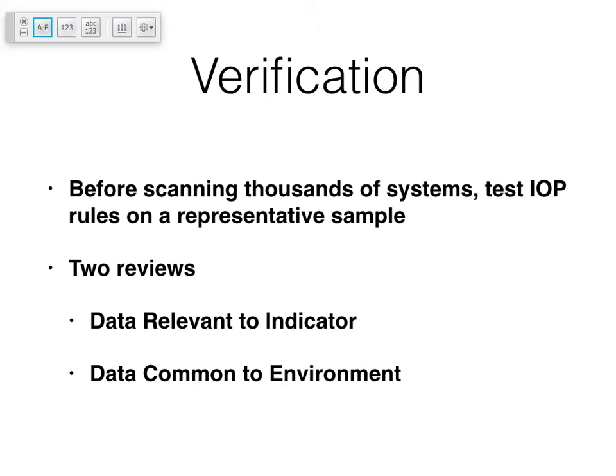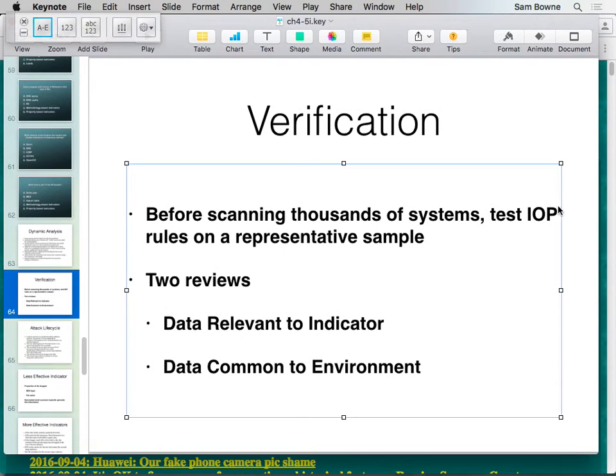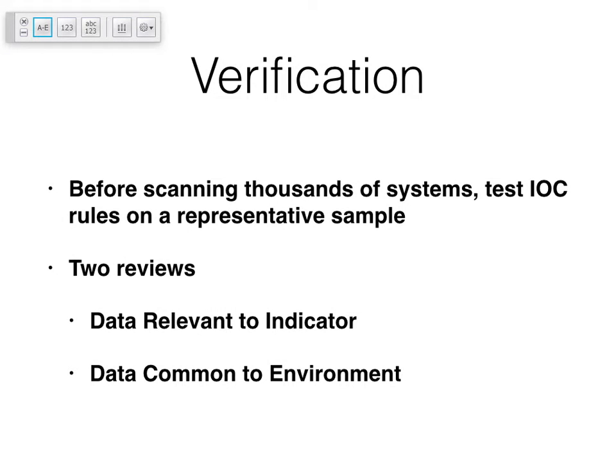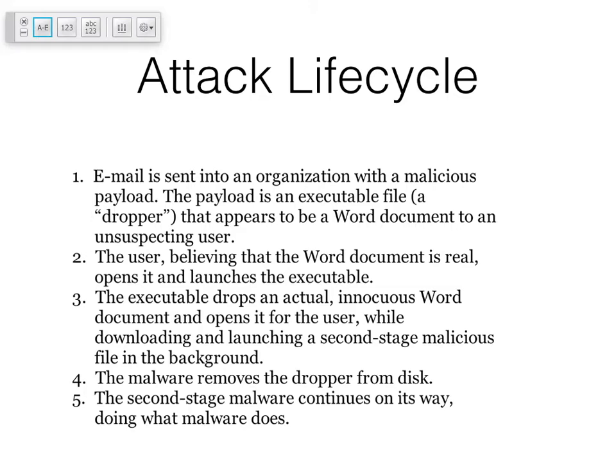So then, once you have an idea for your indicators of compromise, test your rules. I'm pretty sure that should be IOC. All right. And so run a representative sample of machines, and there are two issues here: whether the data is relevant to the indicator and whether it's common to the environment. And those are basically false negatives and false positives. That's the issue here.